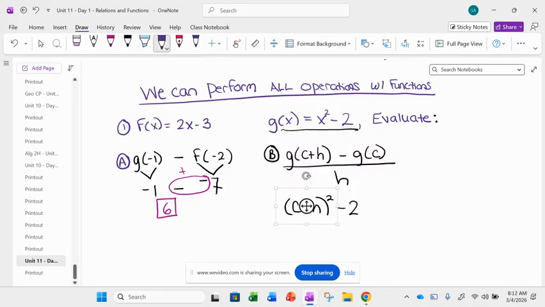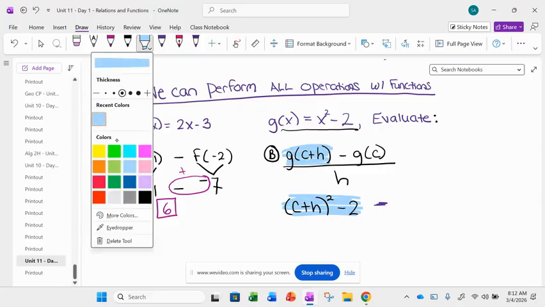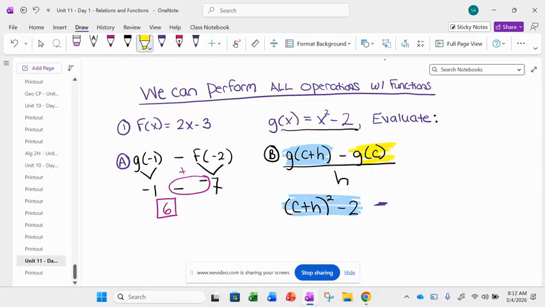But then it's saying minus, so this whole thing came from this. Now it's minus g of c. So again, I'm still going back to g of x, but this time wherever I see an x, I'm subbing in a c. So now it's going to be minus parentheses c squared minus 2.